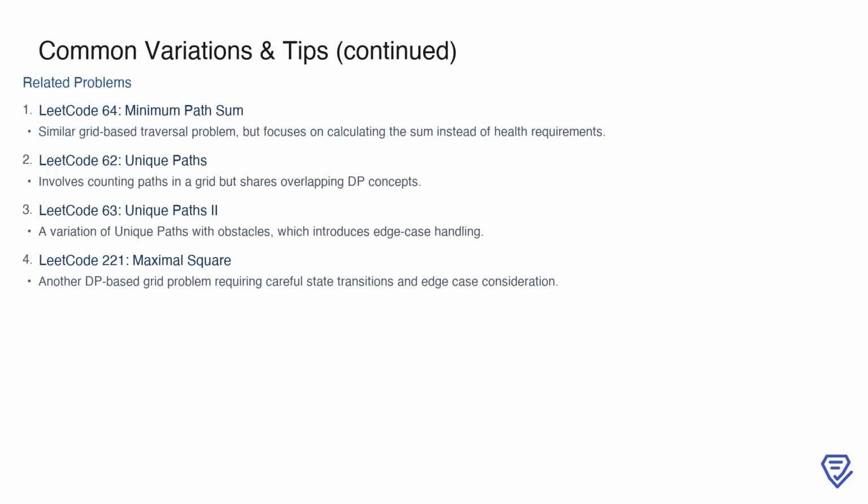This problem is closely related to other grid-based dynamic programming challenges. For instance, LeetCode 64, Minimum Path Sum, involves a similar traversal approach but focuses on calculating the sum instead of health requirements. Another related problem is LeetCode 62, Unique Paths, which counts the number of paths in a grid and shares overlapping DP concepts. A variation of this is LeetCode 63, Unique Paths II, where obstacles add an extra layer of complexity, requiring careful handling of edge cases. Lastly, LeetCode 221, Maximal Square, is another DP-based grid problem, but it focuses on determining the largest square that can be formed, emphasizing precise state transitions in edge case management.